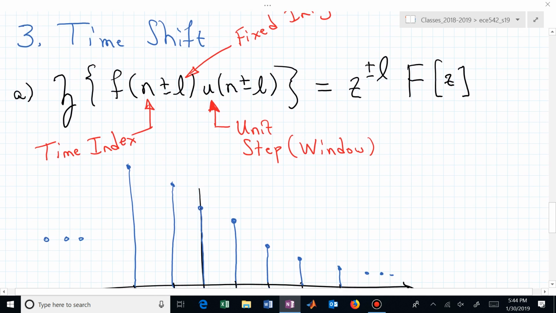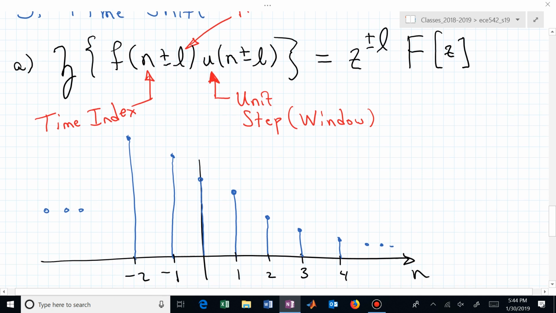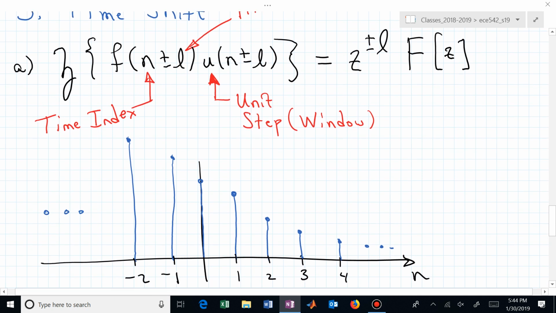I would encourage you again tonight to go home and work with this. If you now have a generic F of n signal, this unit step is really being used as a window. It really just allows a certain portion of f of n to be turned on or switched on. That's how we are using the unit step, as a window or a sort of switch, a turning on and a turning off of f of n.